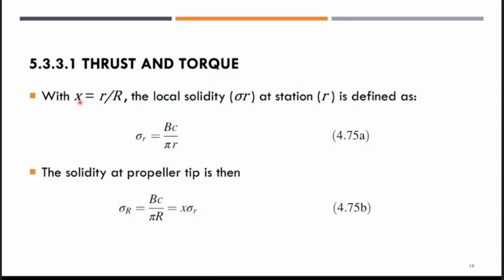So with the non-dimensional value x equal to r over R, the local solidity sigma r at station r is defined as this expression. Okay, and the solidity at the propeller tip, at the full length of the radius of the propeller, the capital R, can also be written as this expression, 4.75, with B.